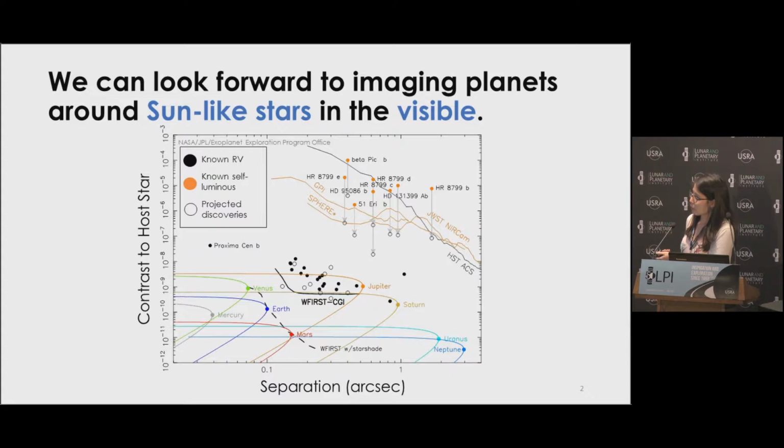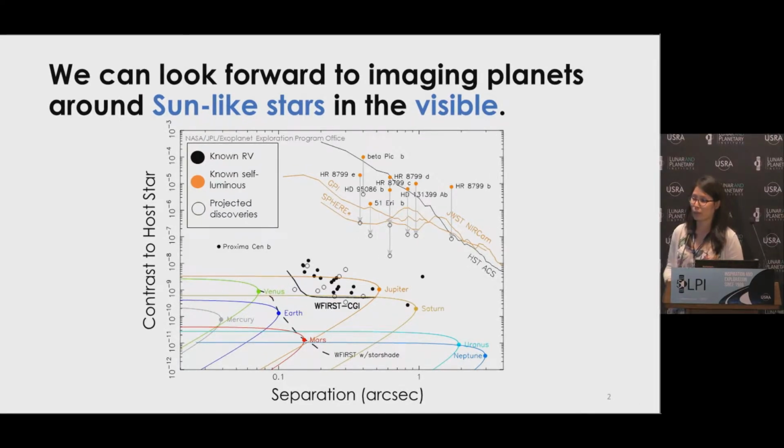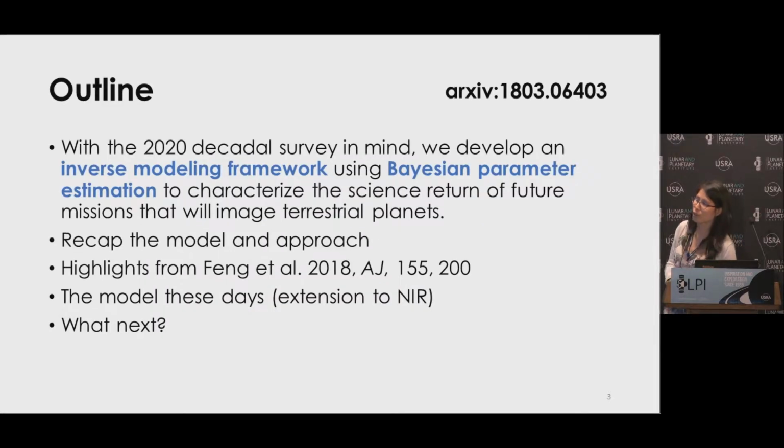And as Chris was describing, star shades can help us push down the contrast even further and hopefully get us to image exo-Earths. And mission concepts like HabEx and LUVOIR are also hoping to do that. And these missions are proposed for the decadal survey, which we want to know about the kinds of science that we can do with these missions.